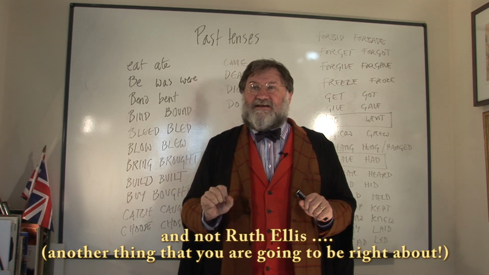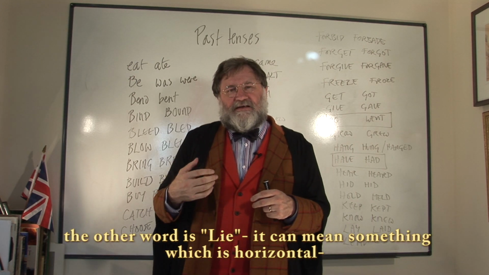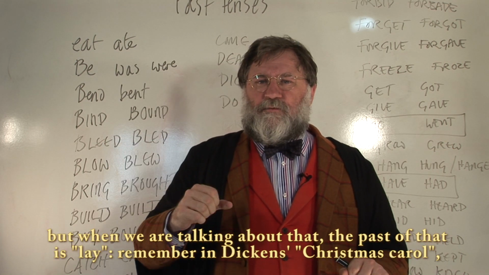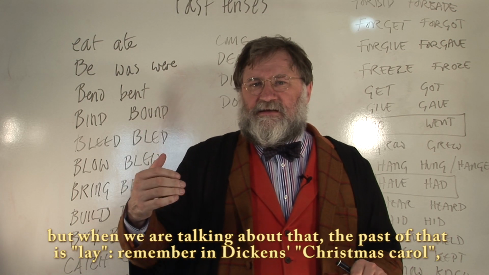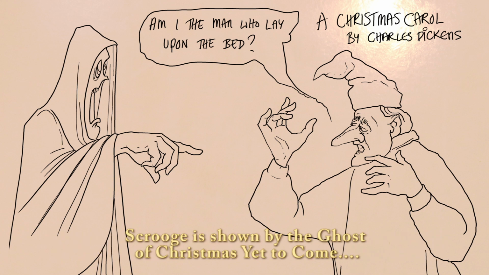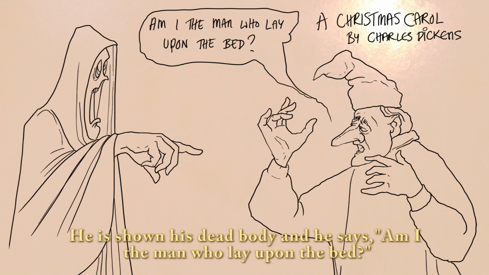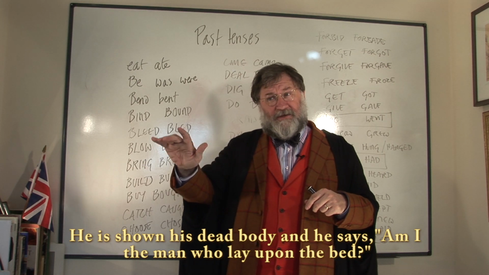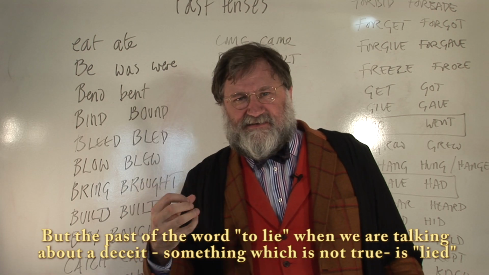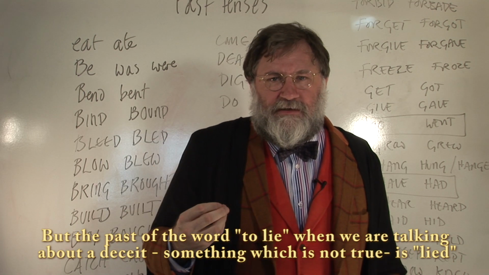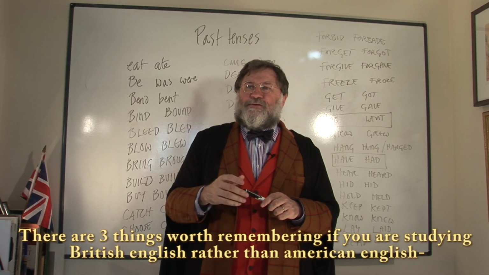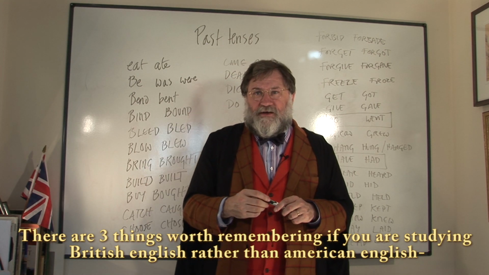Another thing that you are going to be right about. The other word is lie. Lie can mean something which is horizontal. But when we are talking about that, the past of that is lay. Remember in A Christmas Carol, Scrooge is shown by the ghost of Christmas yet to come his dead body and he says, "Oh, ghost, am I the man who lay upon the bed?" But the past of the word to lie, when we are talking about a deceit, a deception, something which is not true, is lied.